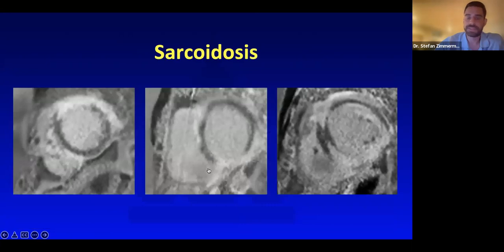So this is another example. This is a patient with scarring in the heart, which is not from a heart attack, but rather from sarcoidosis. It's hard to even tell what's going on because there's so much scarring, but these bright blobs here, this big bright area here, and also here and here, these are all actually areas of scarring from sarcoidosis involvement in the heart.